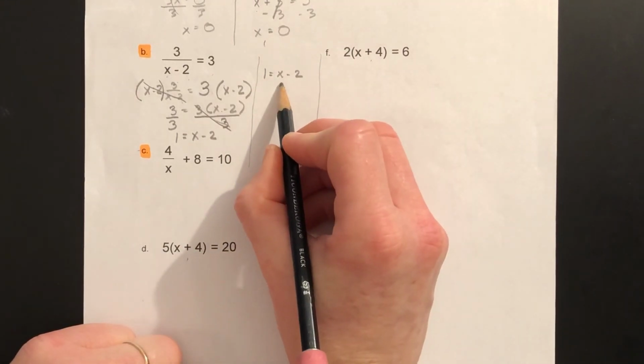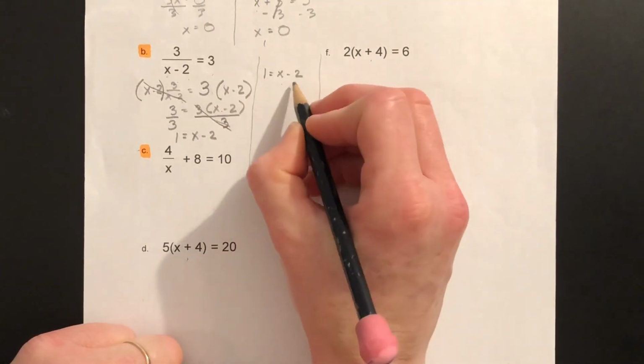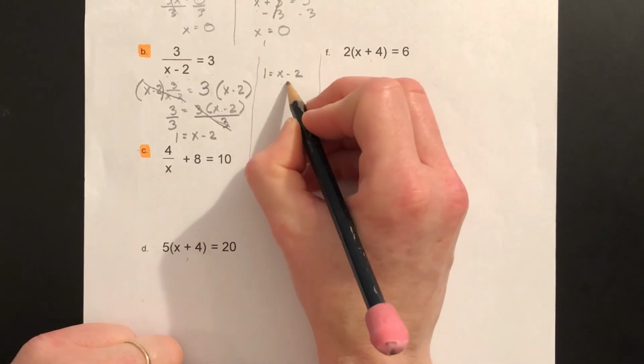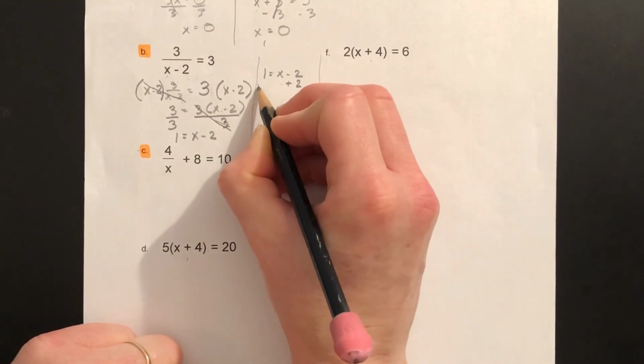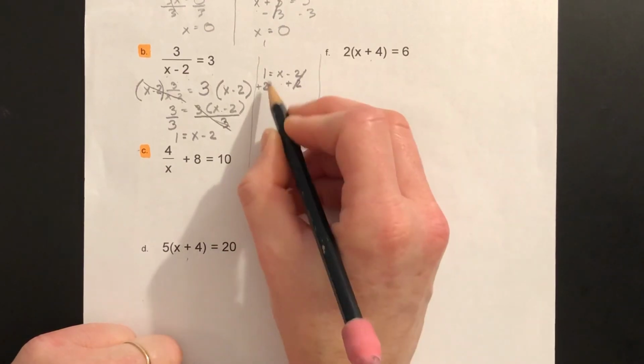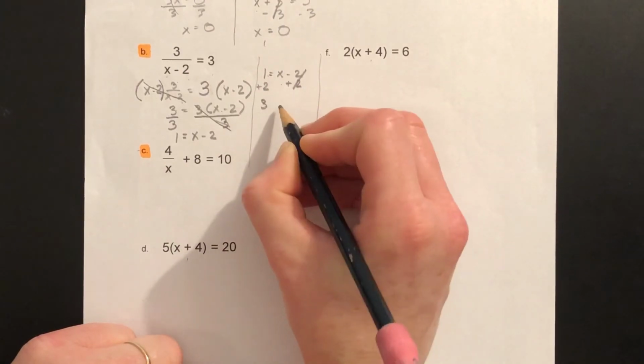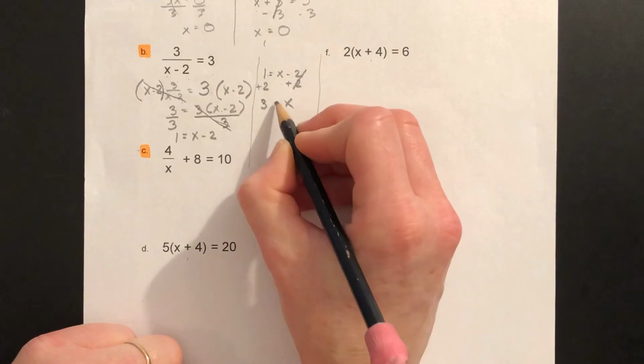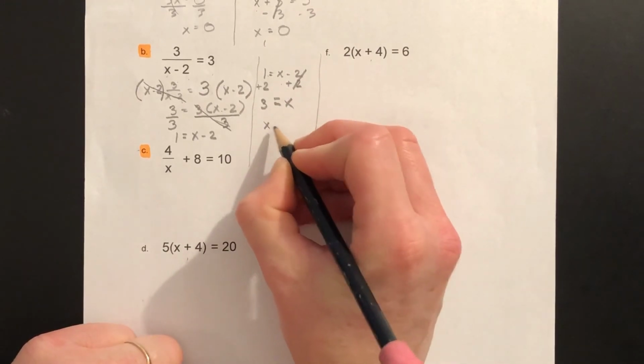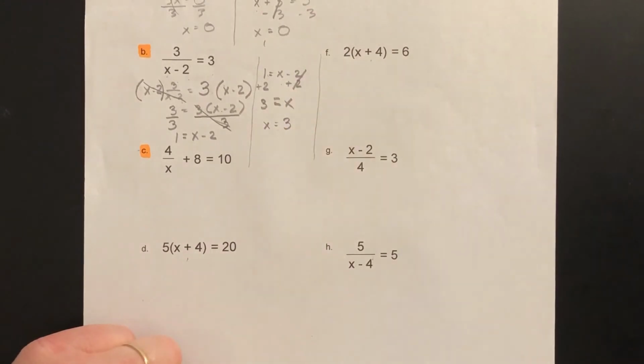Now I want to get the x by itself, so I will do the inverse of minus 2 and do plus 2 to both sides. 1 plus 2 is 3 equals x. And x equals 3.